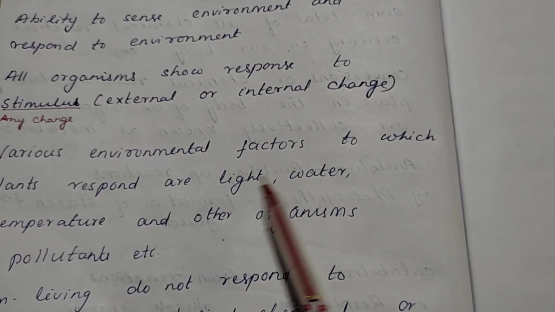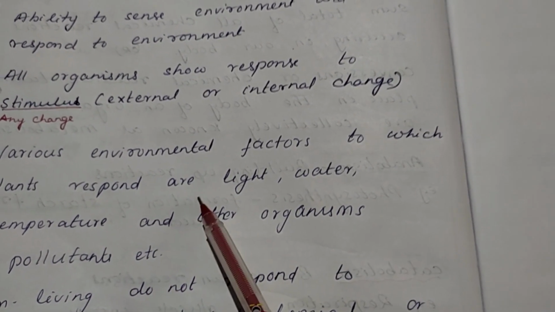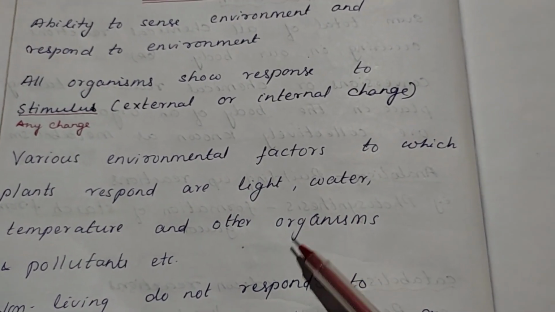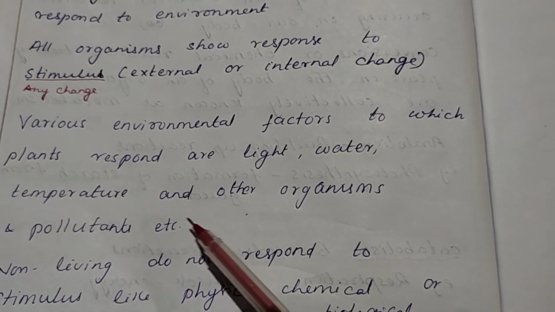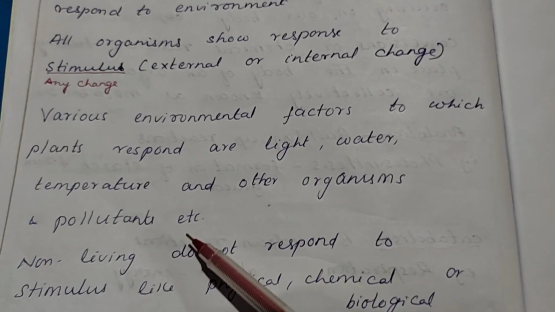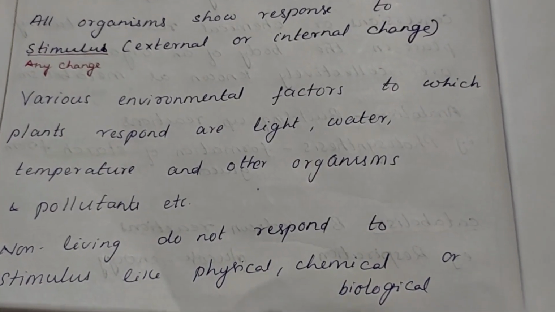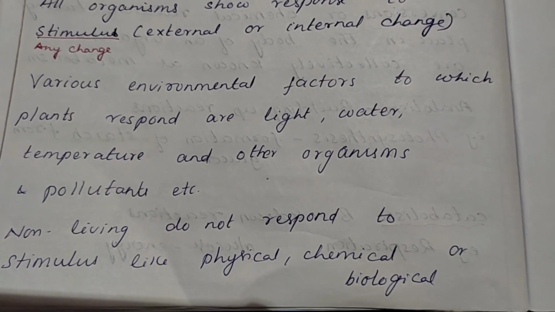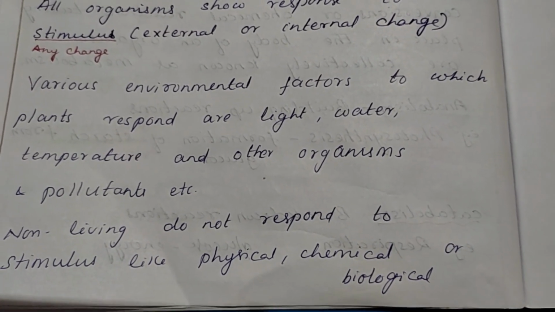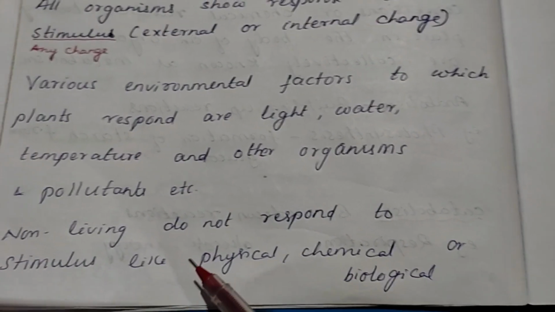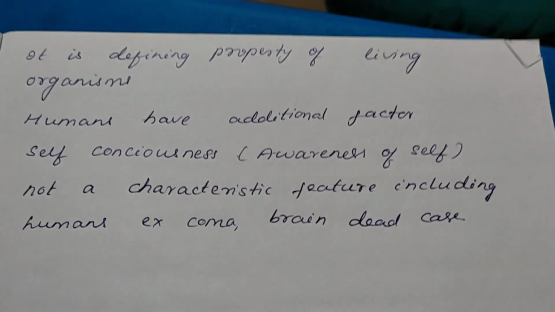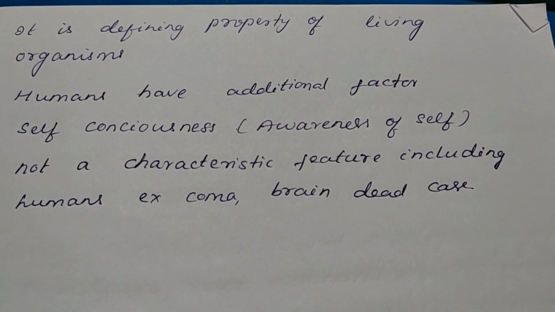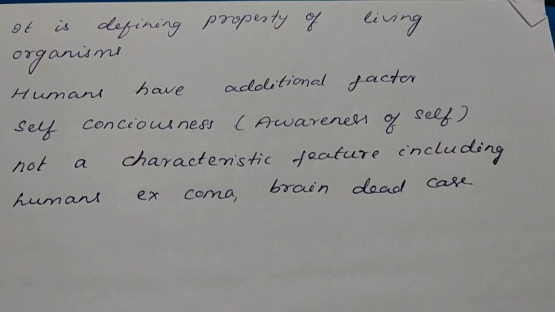Various environmental factors to which plants respond are light, water, temperature, other organisms and pollutants. So plants also show response to stimulus. But here the response to stimulus in plants is not as quick as ours. Animals show quick response to stimulus. But non-living things do not respond to stimuli, whether physical, chemical or biological. So here also we can say response to stimulus, or consciousness, is a defining property of living organisms.